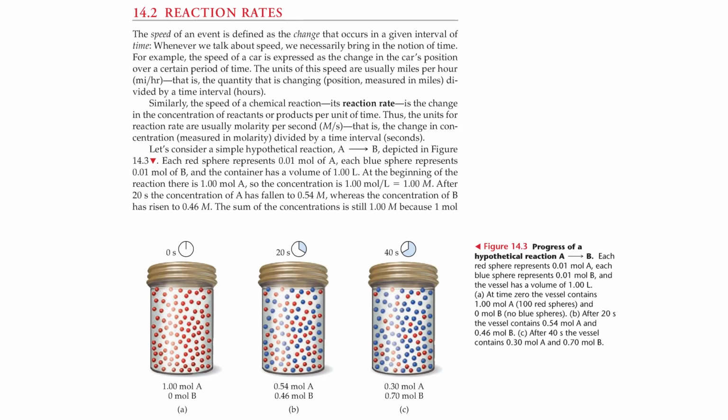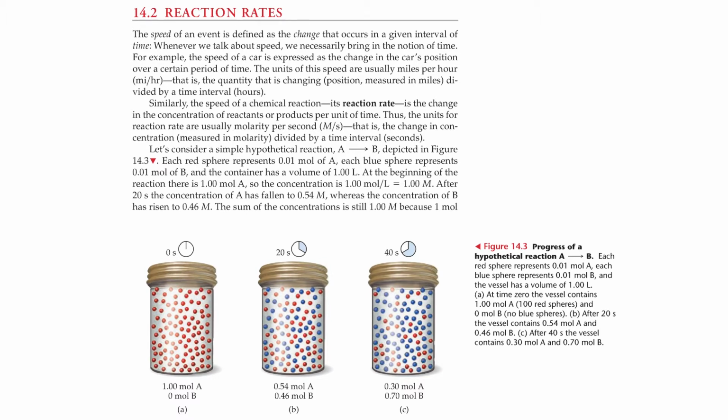Section 14.2, Reaction Rates. The speed of an event is defined as the change that occurs in any given interval of time. Whenever we talk about speed, we necessarily bring in the notion of time. For example, the speed of a car is expressed as the change in the car's position over a certain period of time. The units of this speed are usually miles per hour. That is, the quantity that's changing, the position, measured in miles, divided by the time interval in hours.